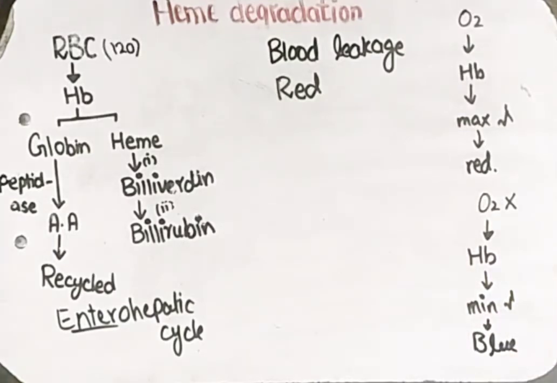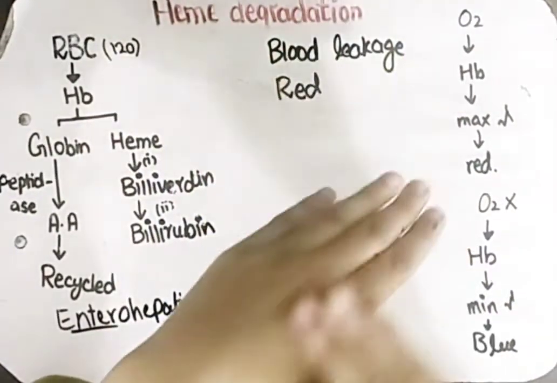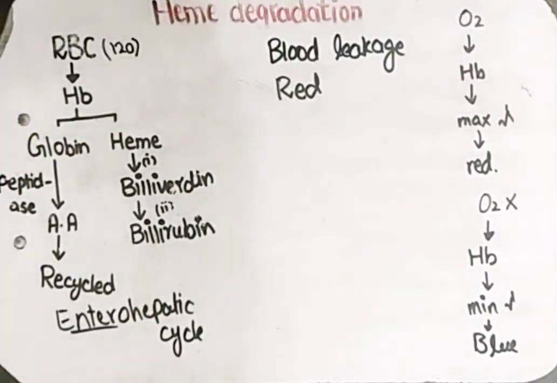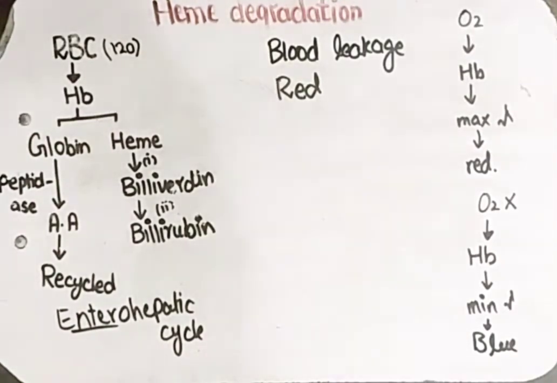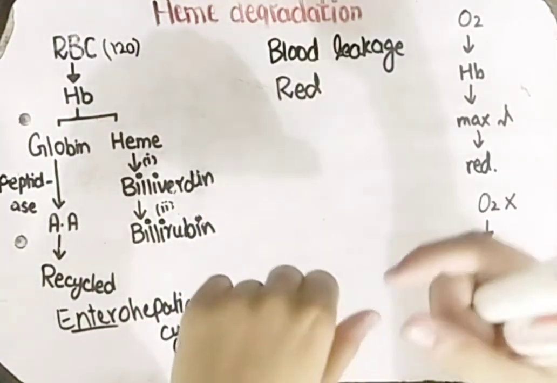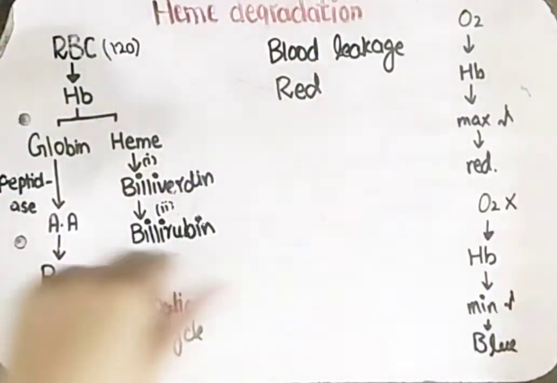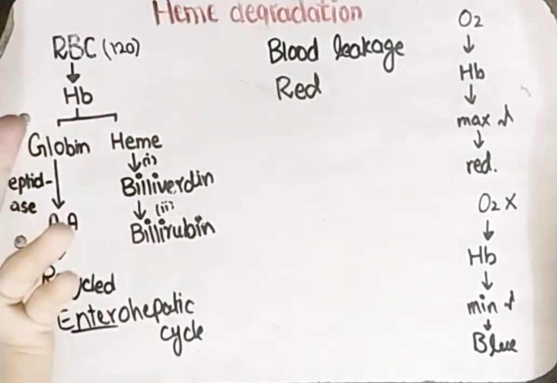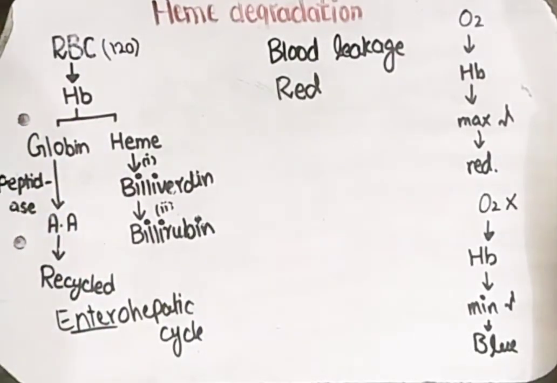That is the reason that your superficial veins, the veins under your skin, appear blue. It doesn't mean that blue blood flows in your veins. No, it means the vein is reflecting the blue wavelength. That is why the vein appears blue. Otherwise, if you take a sample of blood from your vein, it will never be blue. It will always be red. It is just the reflection of light which makes it blue.